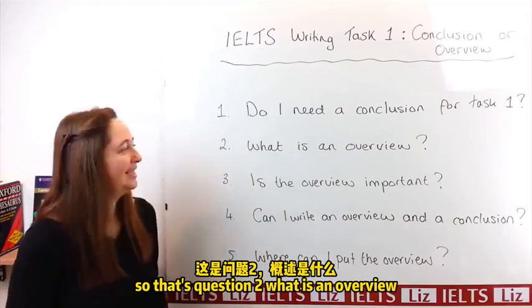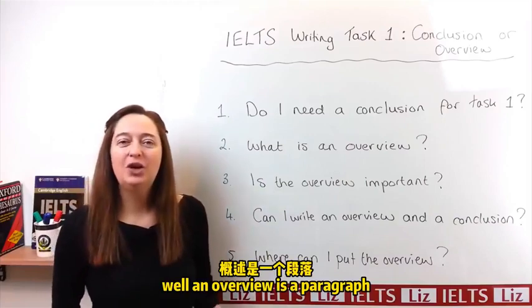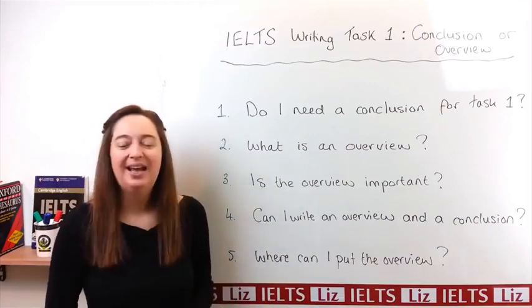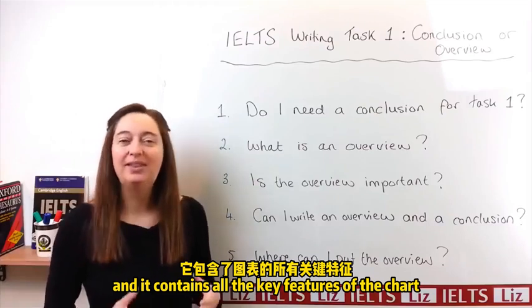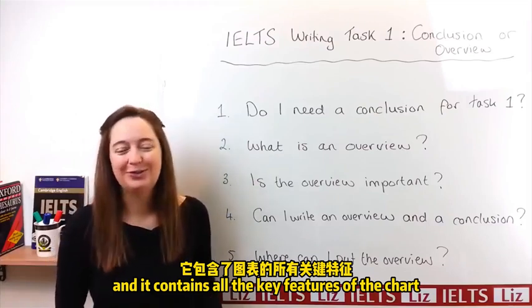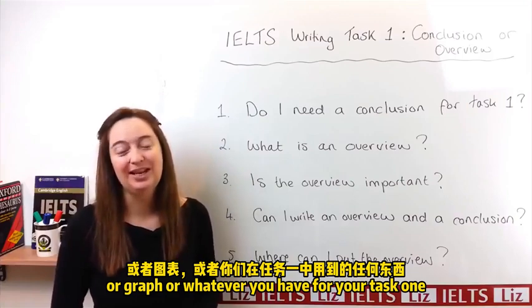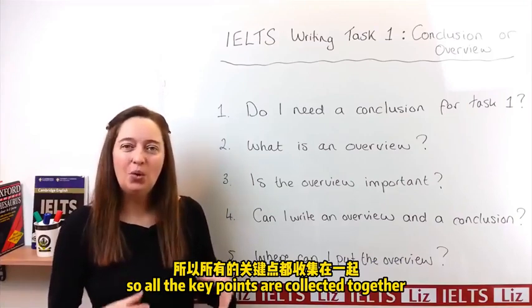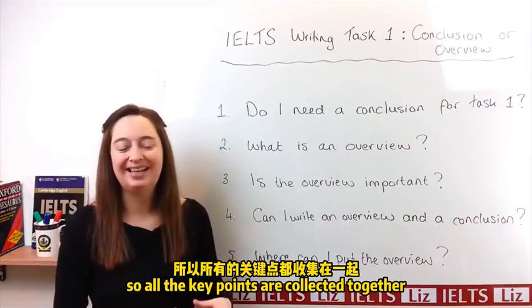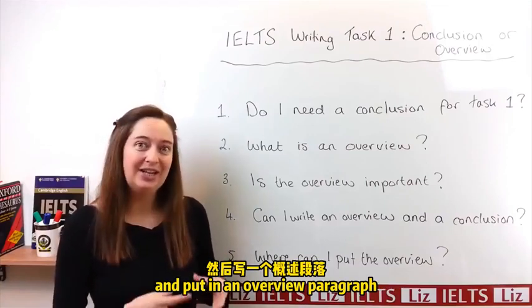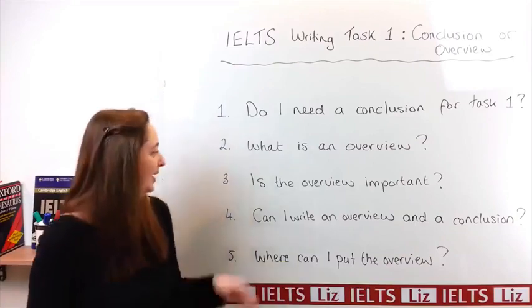So that's question 2. What is an overview? Well, an overview is a paragraph and it contains all the key features of the chart or graph or whatever you have for your Task 1. So all the key points are collected together and put in an overview paragraph.